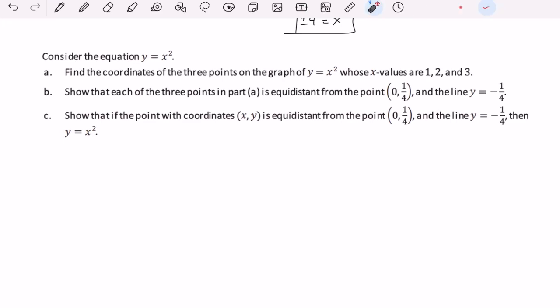The first one is very easy. We're talking about the equation y equals x squared, and we want to find 3 points that satisfy that equation. It's very clear that 3 points that satisfy this equation are (1, 1), (2, 4), and (3, 9). That's very easy. Now we're going to show that each of these 3 points is equidistant to this point and to this line. So what is the distance?